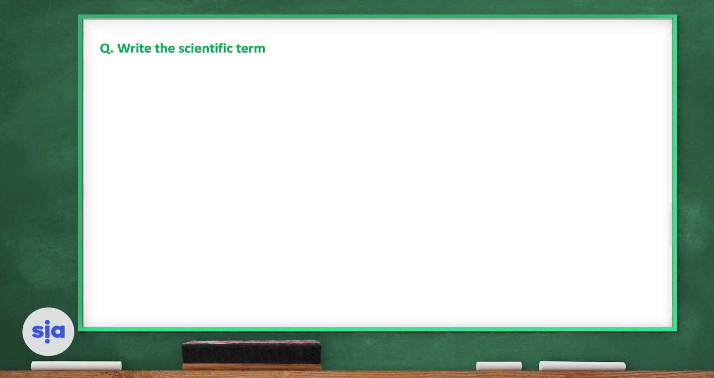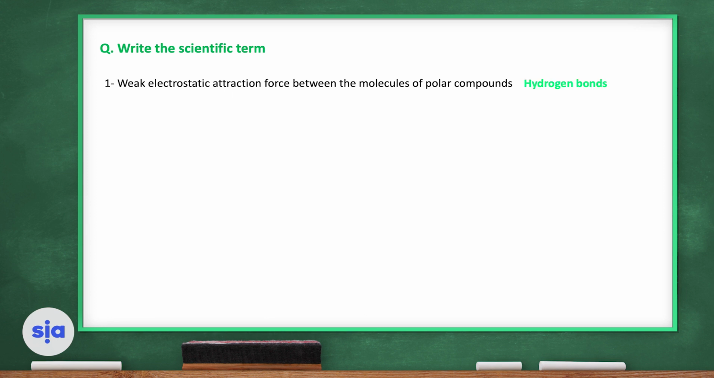Now try to write the scientific term. Weak electrostatic attraction force between the molecules of polar compounds. Yes, this is representing the hydrogen bonds. A chemical bond between atoms of a water molecule. Yes, this is covalent bonds.